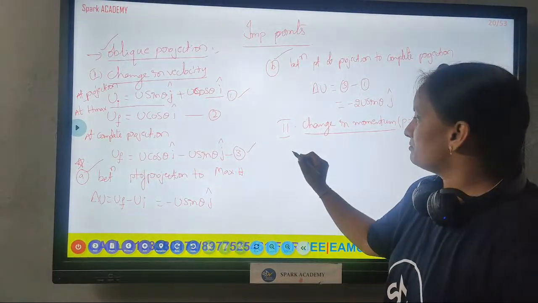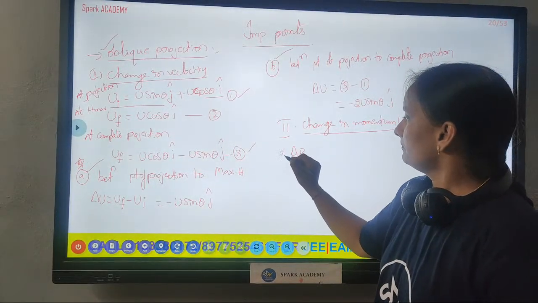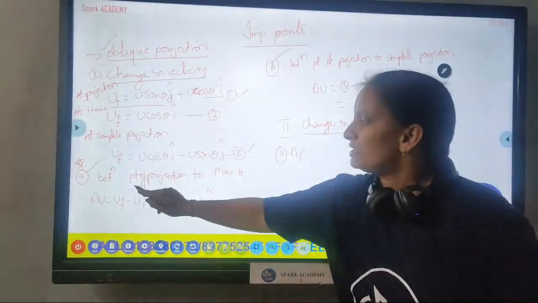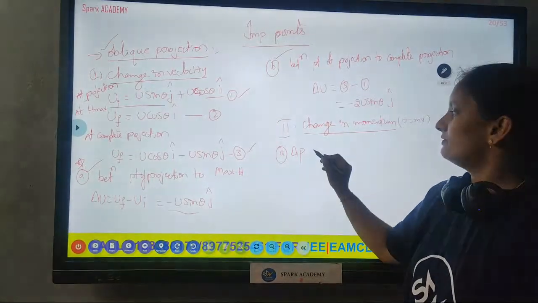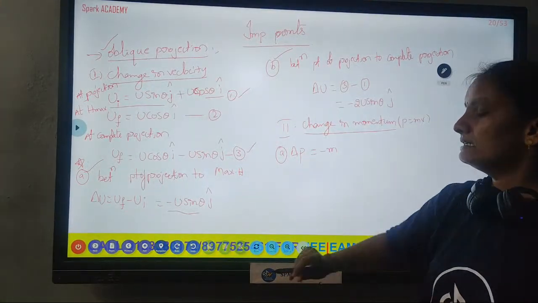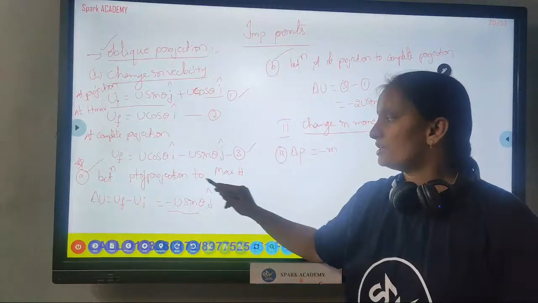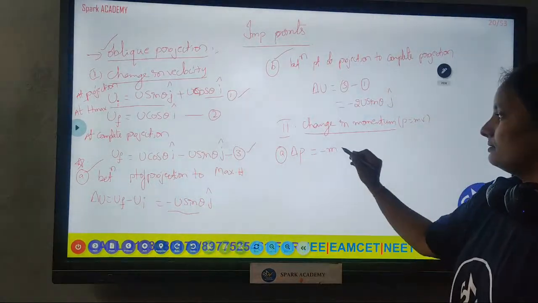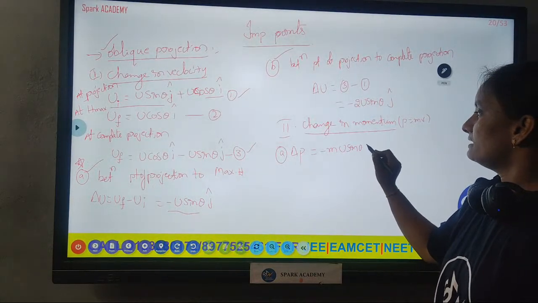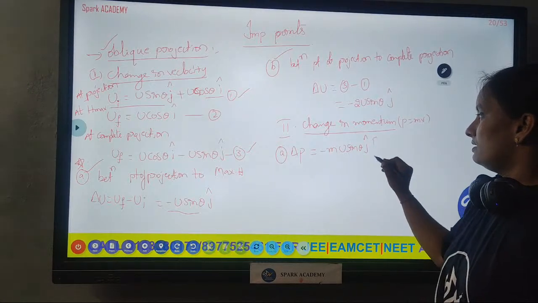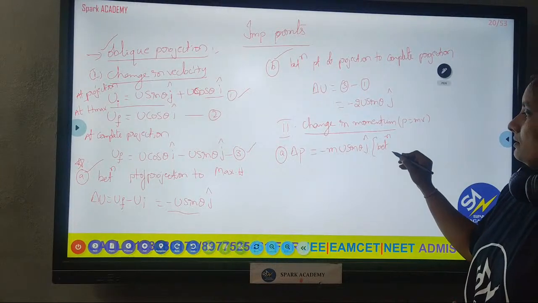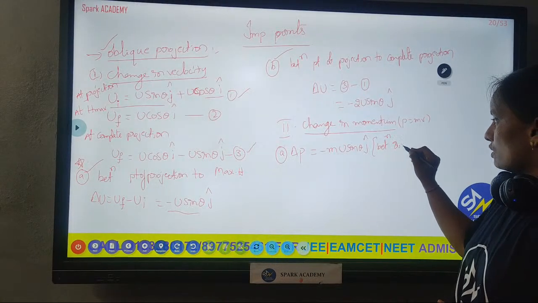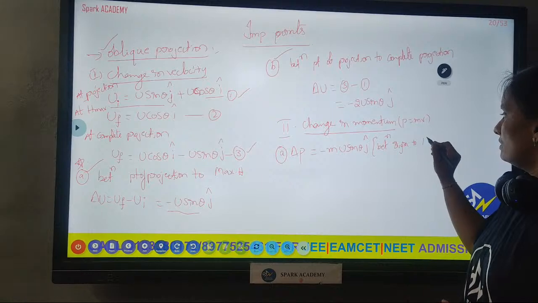So change in momentum, case A, between the point of projection to maximum height: you just multiply here with m, then that is the change in momentum between these two positions, minus m u sin theta into J. It is between the origin and H max.